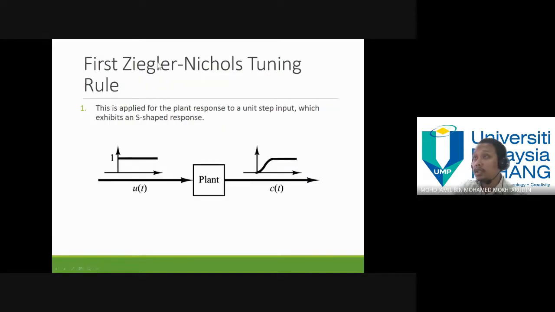The first Ziegler-Nichols tuning rule only applies to a plant whose response to a unit step input has an S shape. So when the time response from a unit step input is an S shape, then we can use the first Ziegler-Nichols tuning rule.